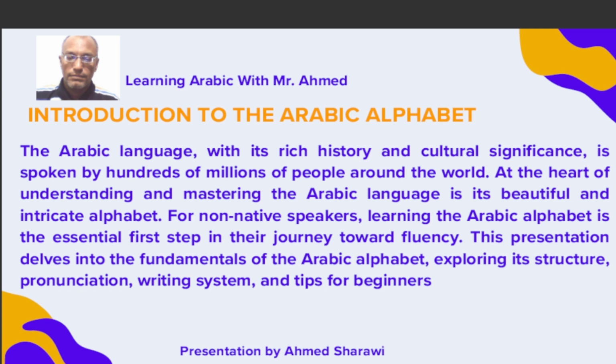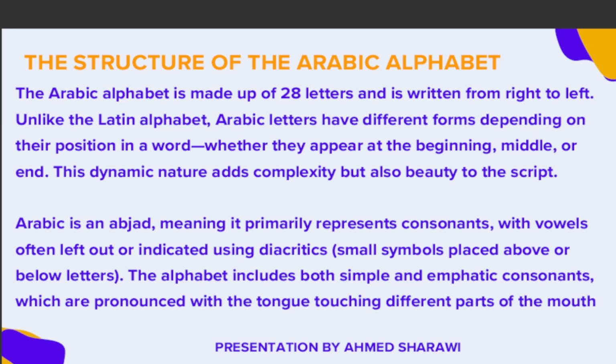This presentation delves into the fundamentals of the Arabic alphabet, exploring its structure, pronunciation, writing system, and tips for beginners. The structure of the Arabic alphabet. The Arabic alphabet is made up of 28 letters and is written from right to left.